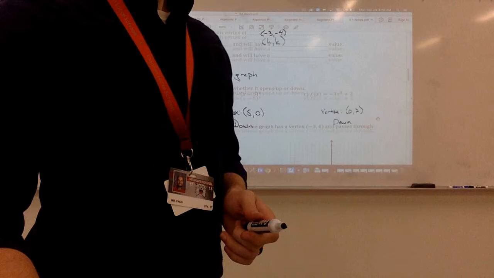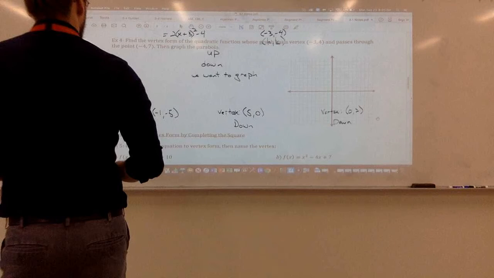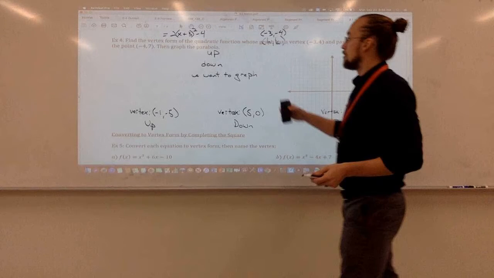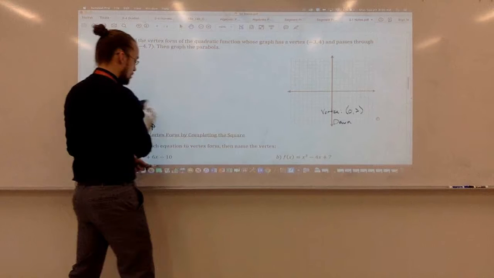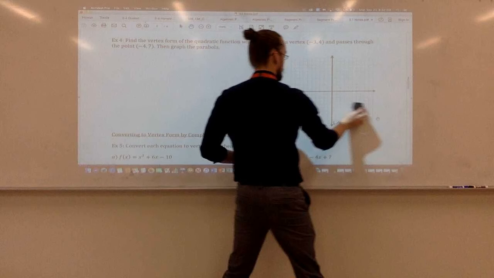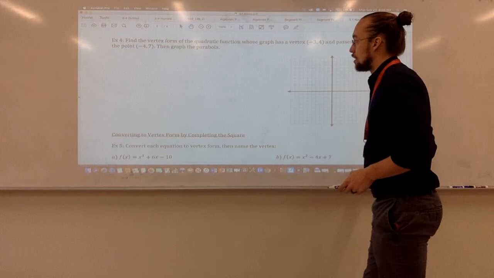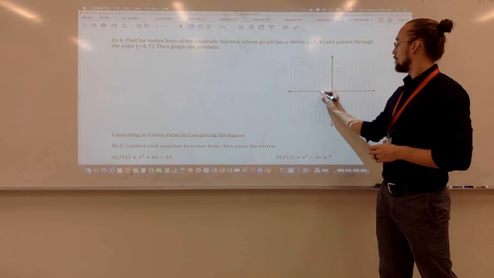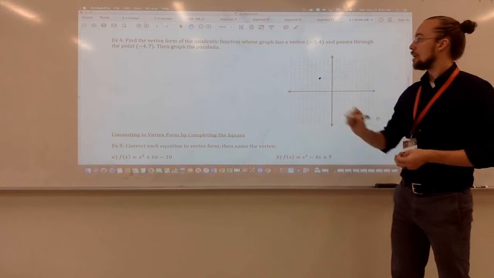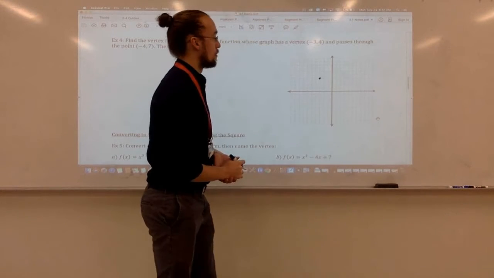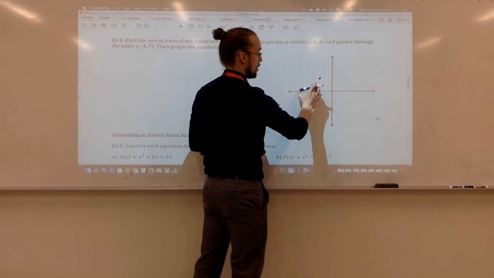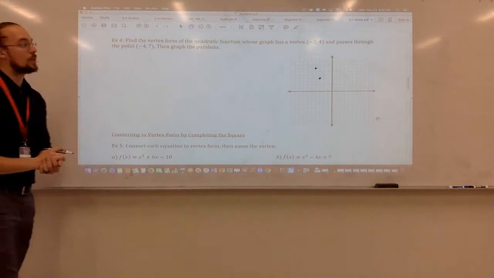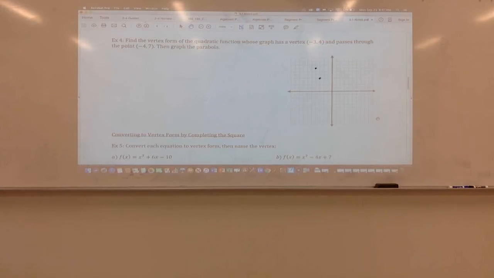All right, so in this next example, we want to both sketch and write an equation for a parabola given the vertex and some random points. We can start with the graph. I know the vertex is at (-3, 4), and then some other point on the graph is (-4, 7). From that information, I'm going to write the equation.